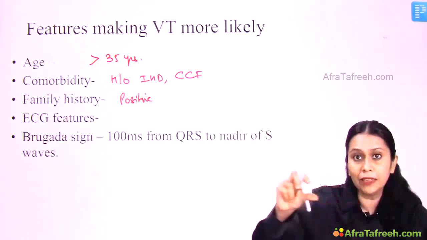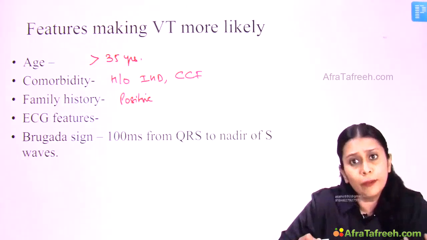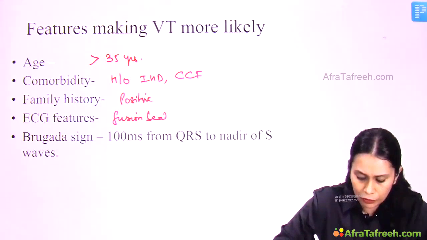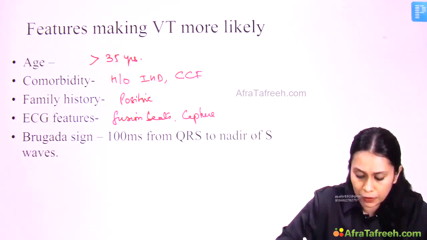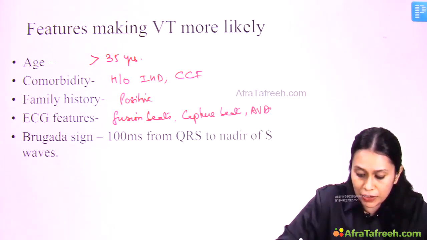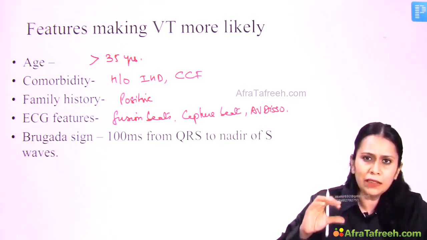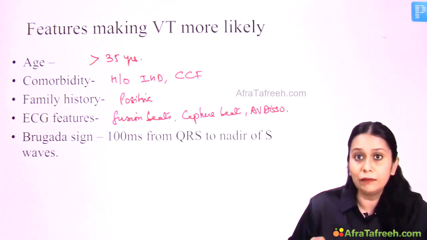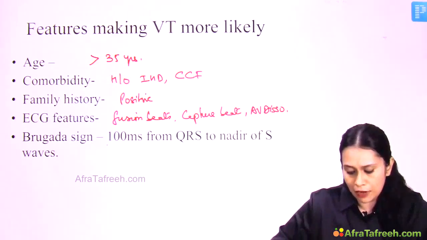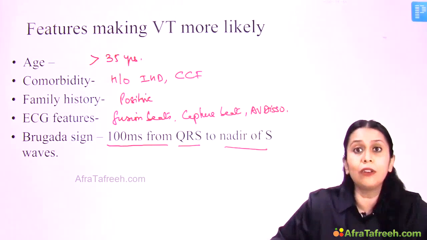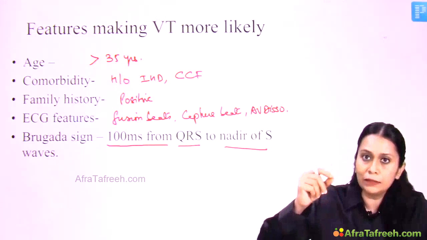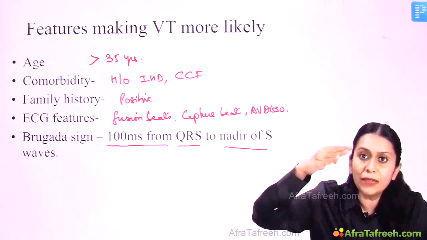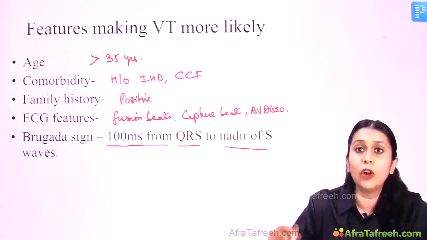ECG features. When we get the ECG done, there are a few things which we may notice, like there could be fusion beats, there could be capture beats, there could be AV dissociation seen, right? Then again we should think it is ventricular tachyarrhythmia, that the origin is in the ventricles. And Brugada sign, that is, 100 milliseconds from the start of the QRS complex to the nadir of S, right? That is, the peak of the R wave to the S is 100 milliseconds. That is, the late phase of the QRS complex is more prolonged. We call it Brugada sign.